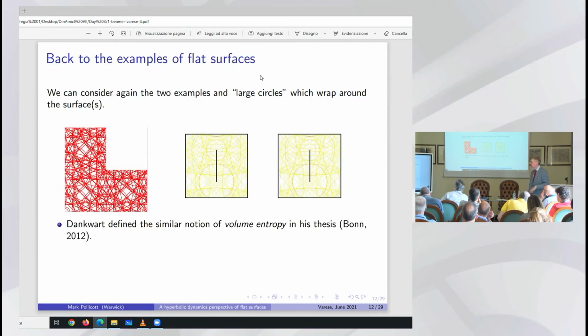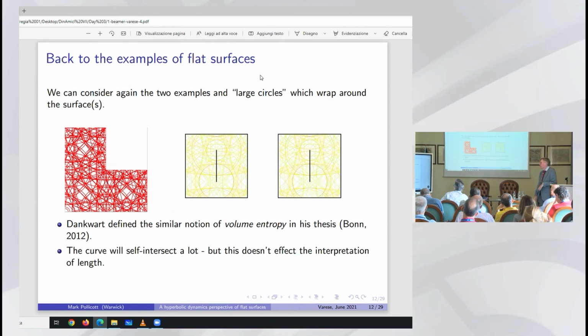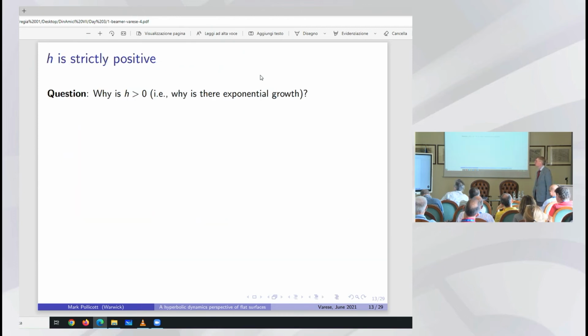So this definition of entropy is kind of related to a definition by a guy called Dankworth from, I guess, 2012, so it must be true. He didn't define it the same way. He defined it in terms of growths of these paths between singularities, but it's the same thing basically. And as it says here, the fact that this picture is looking kind of complicated, it's really just one long circle which is self-intersecting, and it doesn't affect the definition of length.